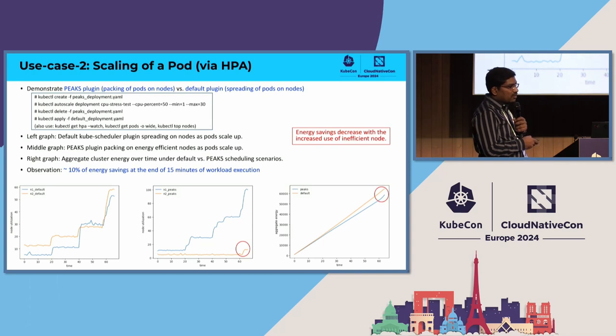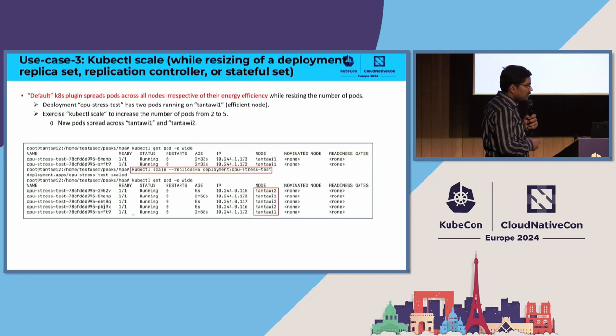Using a horizontal pod autoscaler along with the deployment is a very common use case because HPA enables us to scale up and scale down automatically, right? So let me go to the third use case.